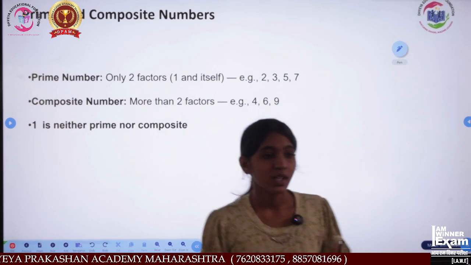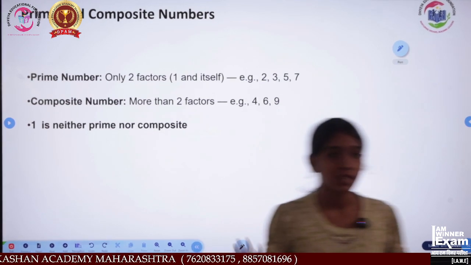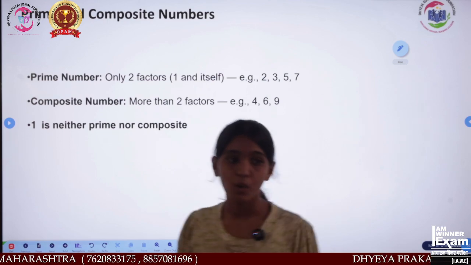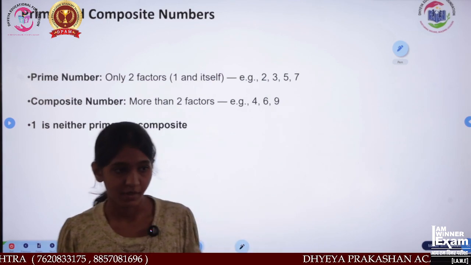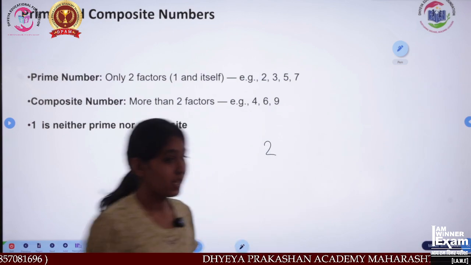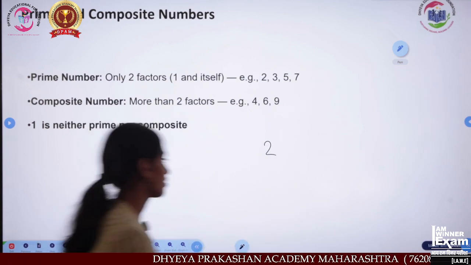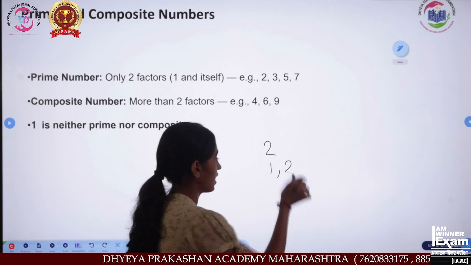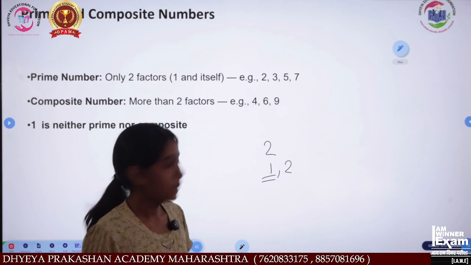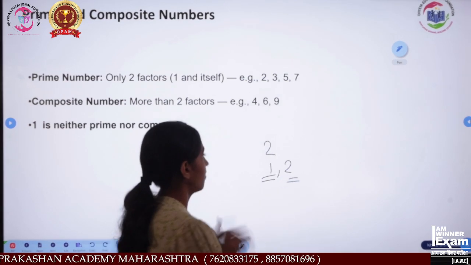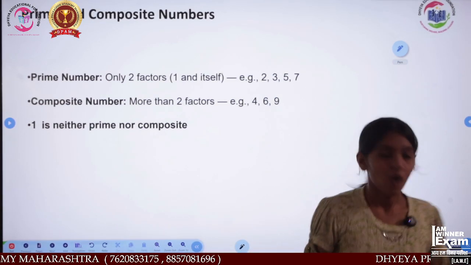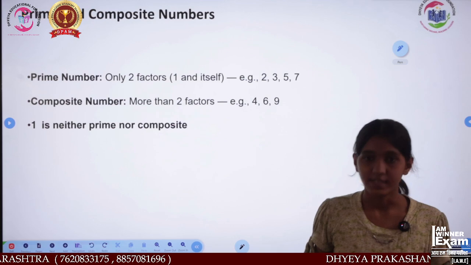Prime numbers and composite numbers. What is a prime number? A prime number is nothing but a number with only two factors. If I take 2, what are the factors of 2? Only 1 and 2. That means 1 is constant in a prime number and the number itself. Prime numbers are those numbers which are divisible by only 1 and itself.